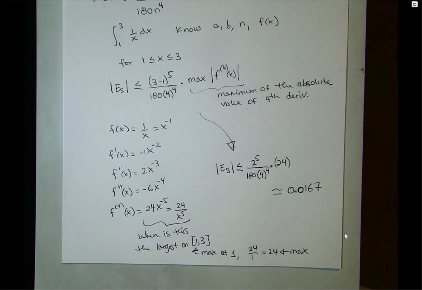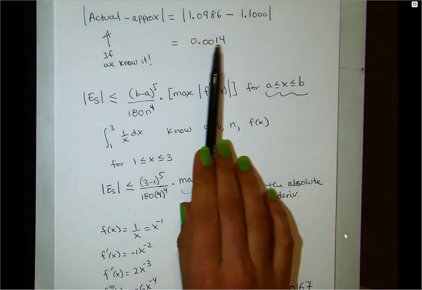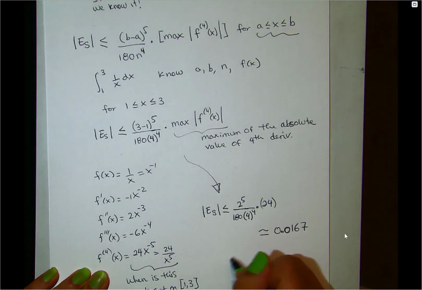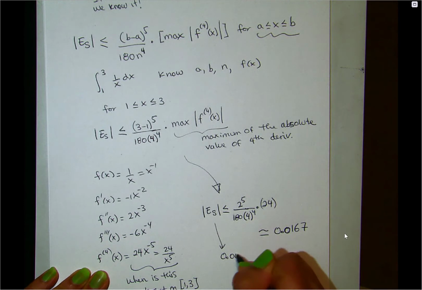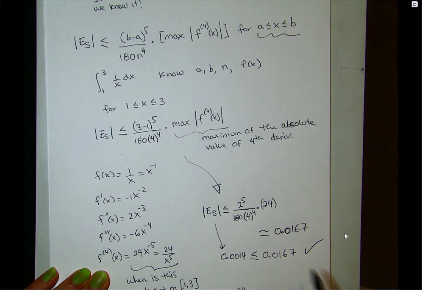And with the trapezoid rule, what had we gotten? We can look at our previous notes, and it was 0.0833, so this is much better. Remember, in this case, we have our actual error up here, which is 0.0014. So the actual error, 0.0014, is it less than or equal to 0.0167? And yes, it is. So this is true. So we're good.